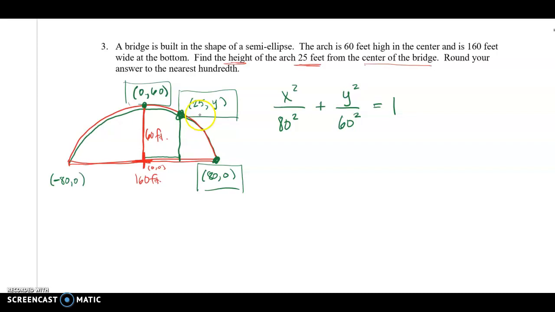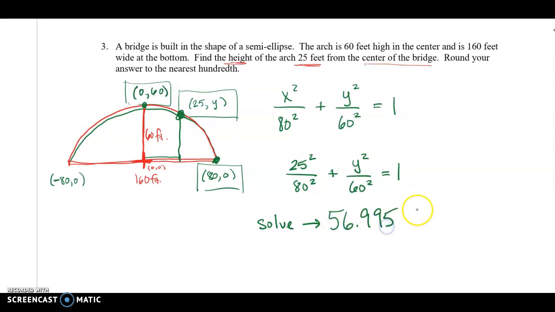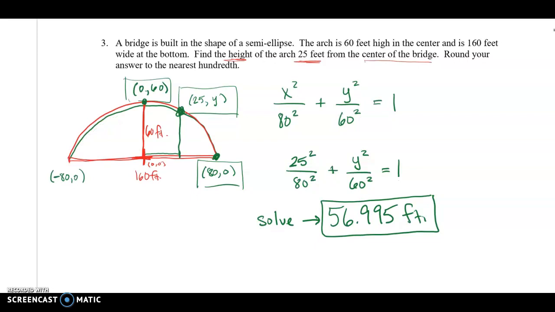Okay, so for us, we have x equals 25, so 25 squared over 80 squared, and we're going to solve for y. And you know what? You've got a calculator with a cas solve command, so why don't you just go ahead and solve that equation for y. And I got 56.995 for the y value, and so that's how tall the bridge is, or the tunnel is, at that moment. Right? It makes sense that it had to be less than 60, because 60 is the highest part. So yeah, 56.995.